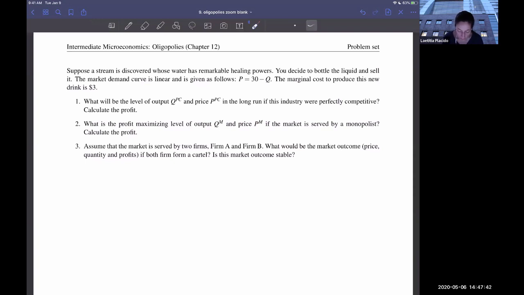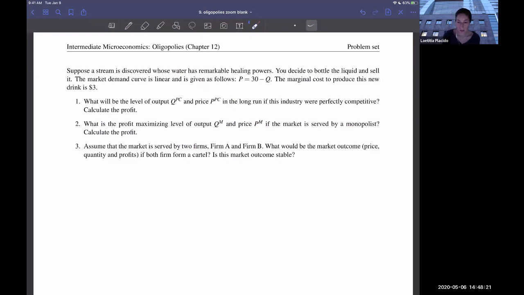The first two questions are relatively easy. The idea here is to set a benchmark. The first question is, what will be the level of output, QPC, and price, PPC, in the long run if this industry were perfectly competitive? Here we want to know what would be the equilibrium, assuming that this is a market of perfect competition, and then calculate the profit.